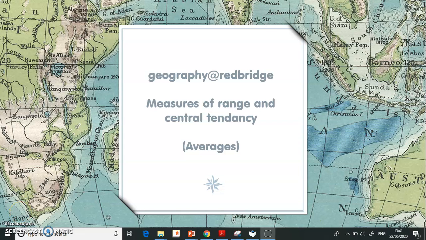Hi there, and these set of lessons are about measures of range and central tendency. You'll be given quite a lot of data during your geography exams. Quite often with paper 3 you'll have some fieldwork data. You will be asked to measure the median, the mean or the mode, percentages, etc. So this whole set is to try and help you understand how to get through the data, and we'll look at some positives and negatives as well.